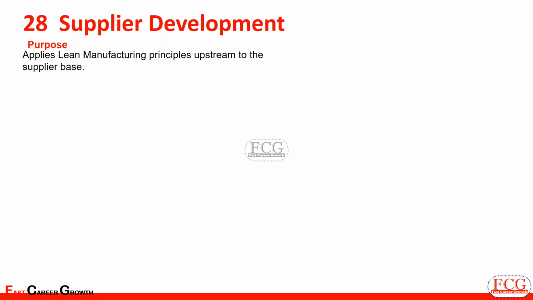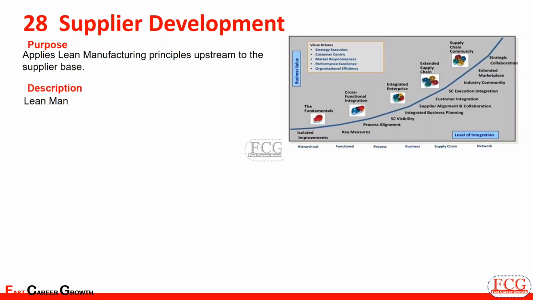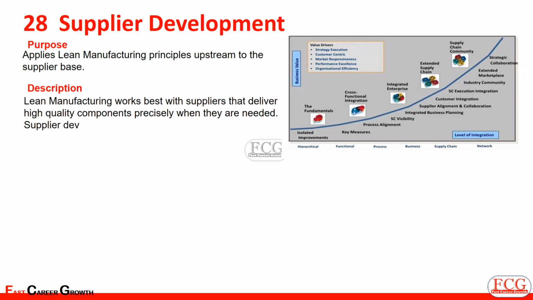28th Lean manufacturing tool is supplier development. Applies lean manufacturing principles upstream to the supplier base. Lean manufacturing works best with suppliers that deliver high-quality components precisely when they are needed. Supplier development attempts to locate or train suppliers to do so and develop a network of competent suppliers.